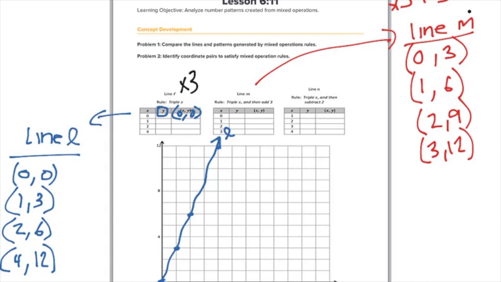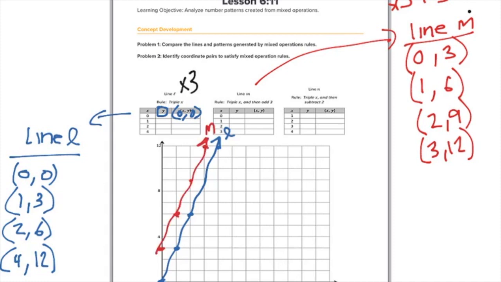As you're doing it, think about how is this line going to look different? Well, the rule looks different. The rule now shows that we are multiplying and adding. We have 2 operations, so it's going to look a little bit different. Plot them now, and then pause the video, and then plot them.